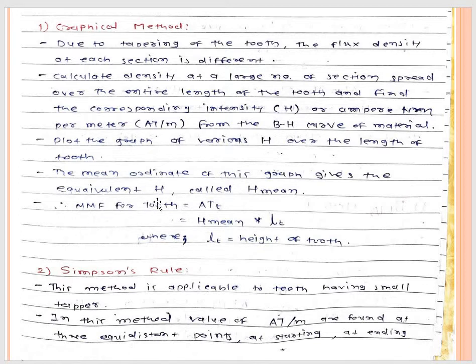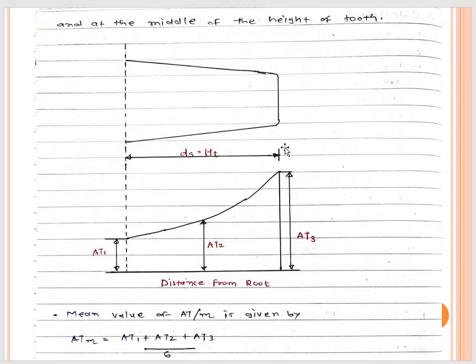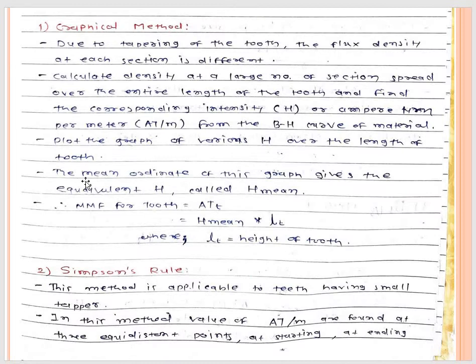So we can find the MMF for the tooth: ampere turn tooth is equal to H mean, this average value of the intensity, multiplied by LT, where LT is the length of the teeth or height of the tooth. So this is the first method, the graphical method.